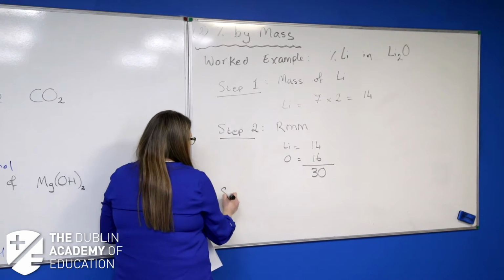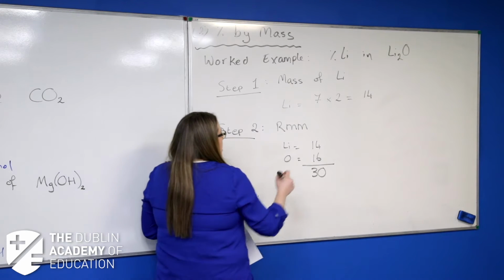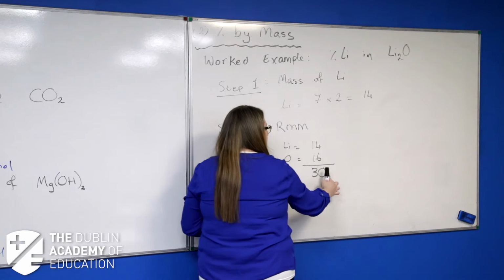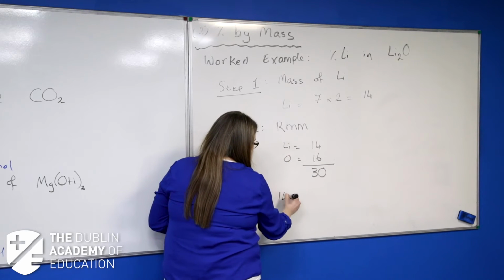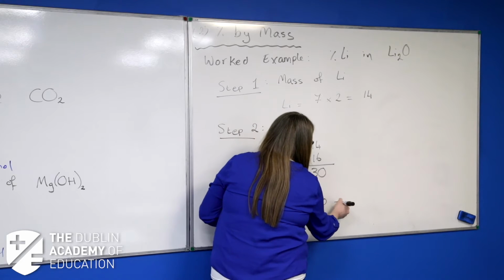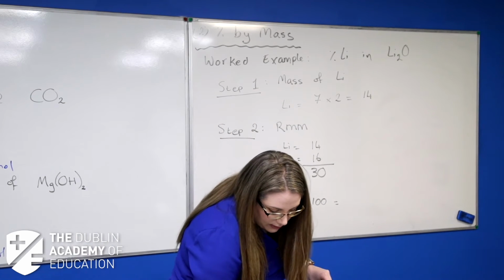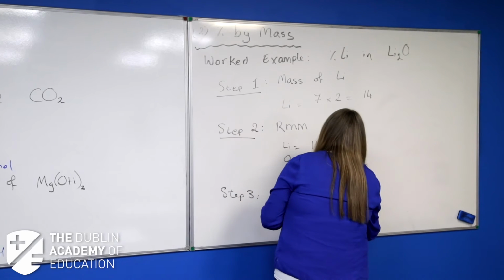And step 3 is to find a percentage. You put the mass of lithium over the total mass. So it's 14 over 30 and times it by 100. And then your final answer should be 46.7%.